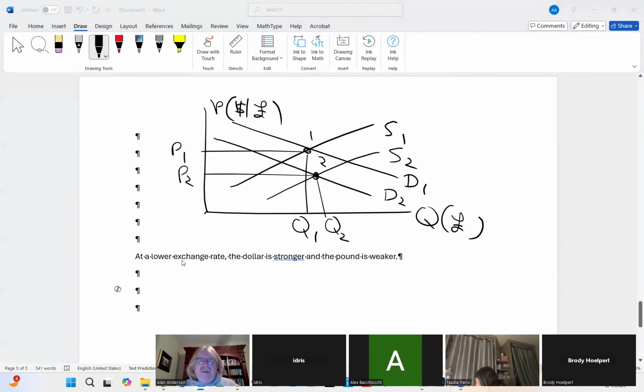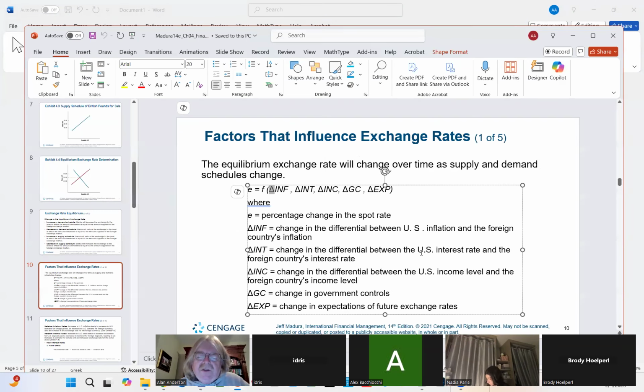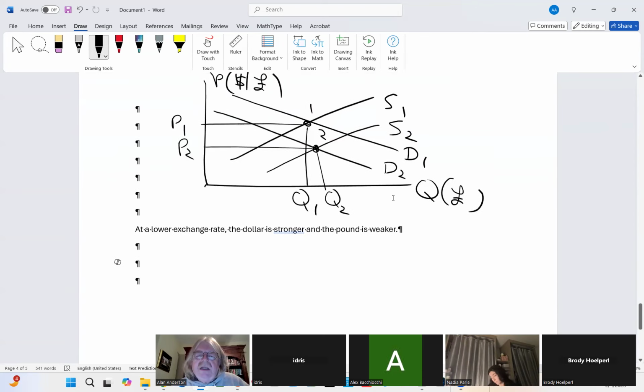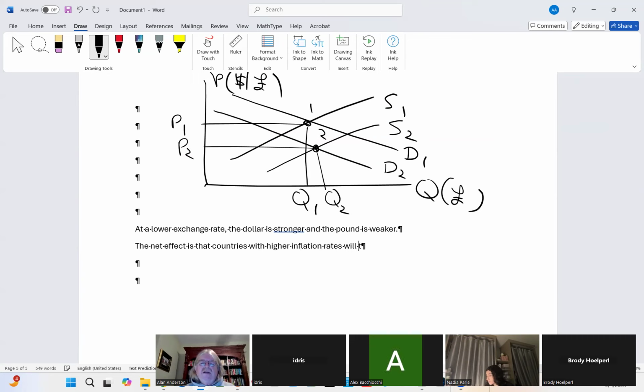Now, this is not based on the absolute levels of inflation. It's only the differential that investors are responding to. So like here's 3 and 5. If it had been like 8 and 10, it doesn't really matter because it's still a 2% inflation differential. So the net effect here is that countries with higher inflation rates will tend to have weaker currencies. In other words, inflation is detrimental to a currency.